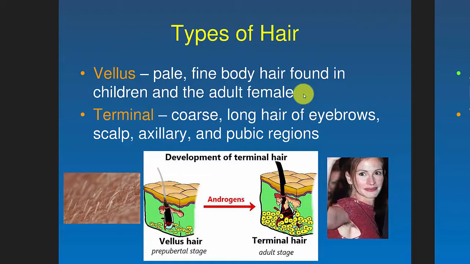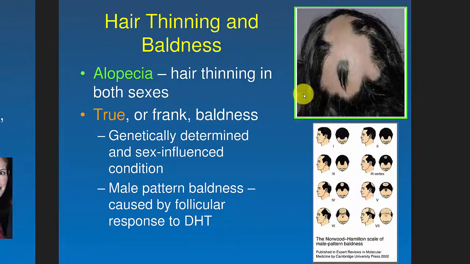Types of hair: vellus, really fine body hair found in children and adult females. Terminal hair is more the coarse hair, like of your eyebrows and scalp, armpits, and things like that. Conditions: alopecia is hair thinning. True baldness is genetically determined, so this is what we would think about when we think about male pattern baldness.